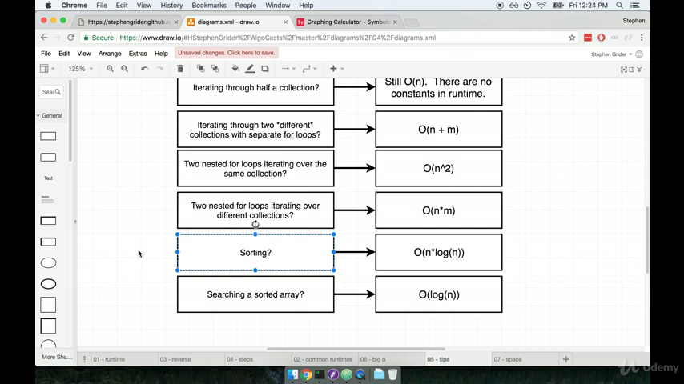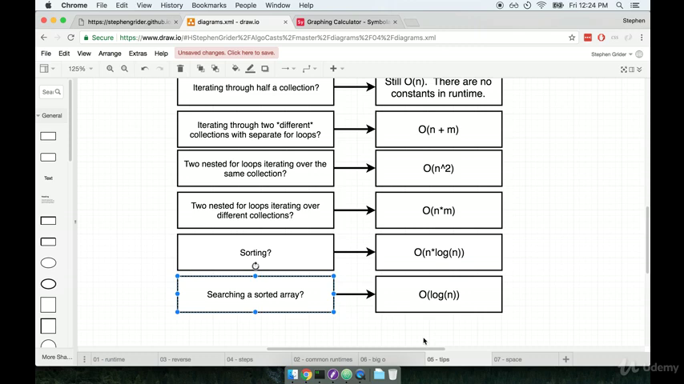So every sort operation, the best runtime complexity we can have for sorting something is n log n. So if you have an algorithm where you have to sort something, chances are you will probably see a term like this inside there. Then the other thing to keep in mind is searching through a sorted array.